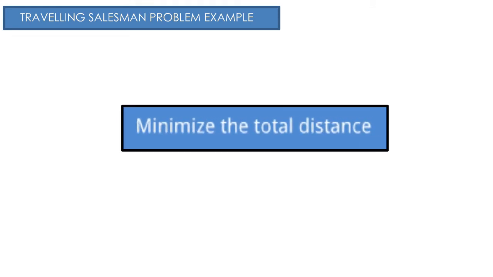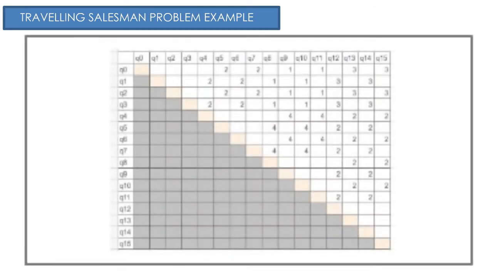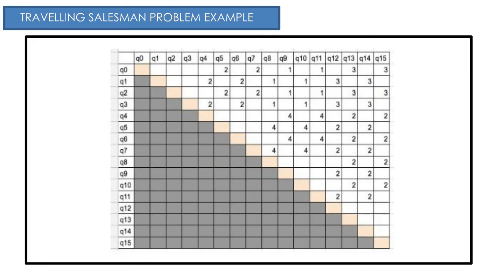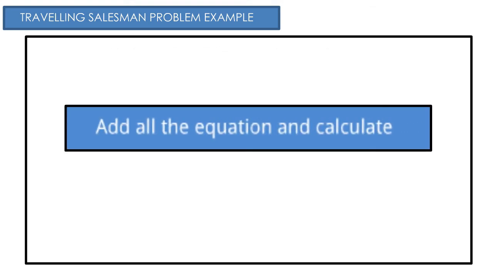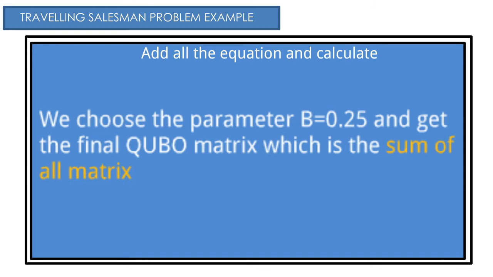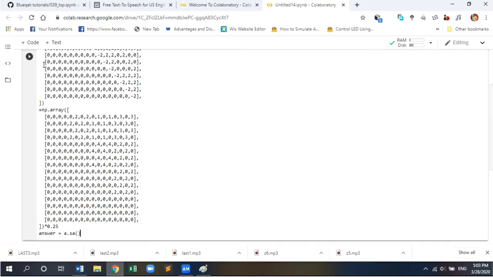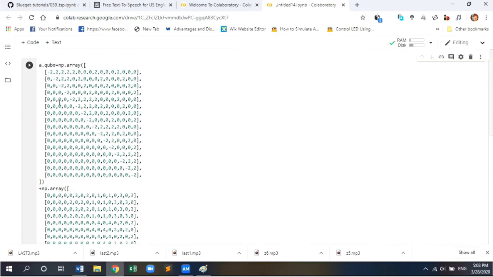Finally, we have to think about the cost function of the total sum of distance, and we get this QUBO matrix, taking the distance between 2 cities as Jij in the matrix. Now we need to add all of the equations and calculate. We choose the parameter b equals 0.25 and get the final QUBO matrix, which is the sum of the matrices. Put the QUBO matrix in Google Colab after all the initial installation is done. Then calculate it.